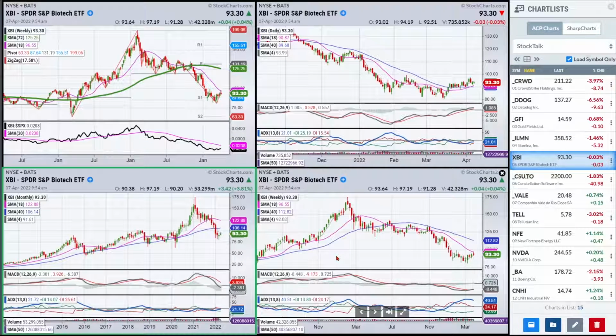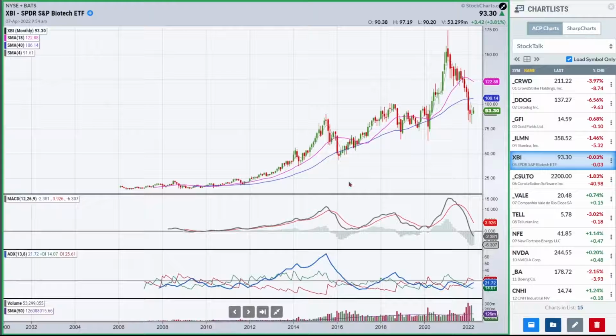Okay, so this Biotech ETF. Again, notice what's happening on the monthly chart. We came down. We overran the 18-month in a violent way. I mean, it was trying to hold it and then it just broke to the downside really violently. The 18-month is now declining. We're below the 40-month.